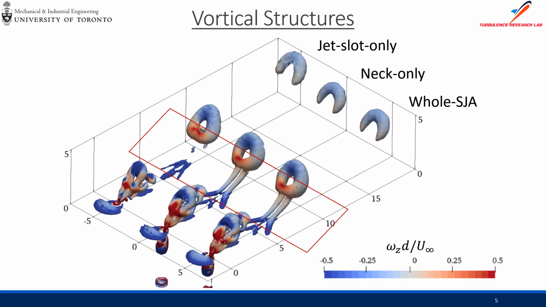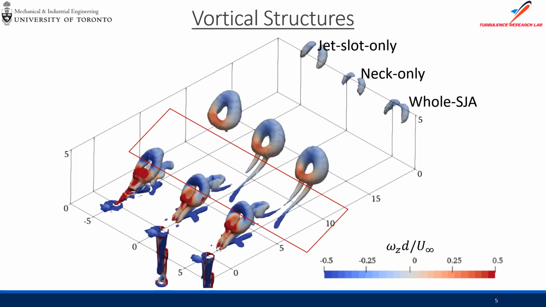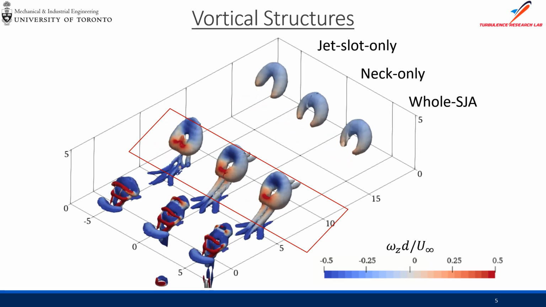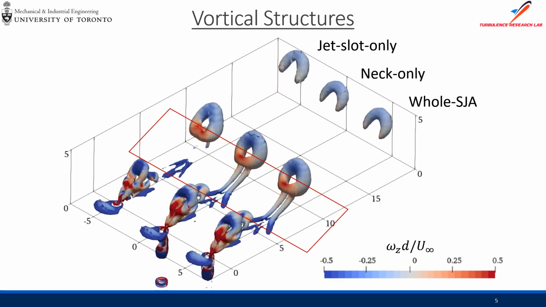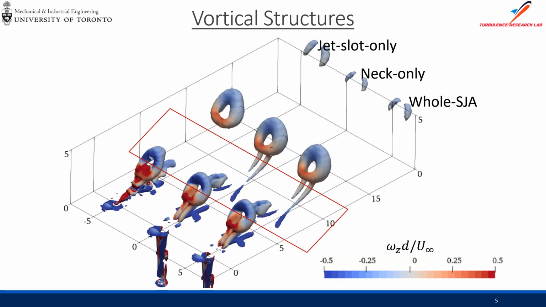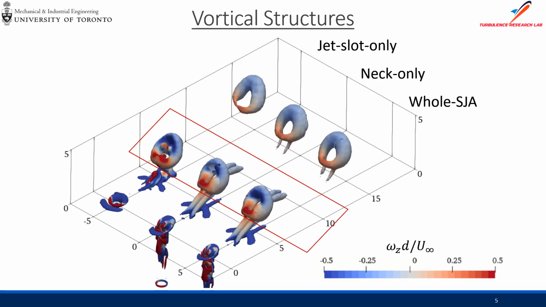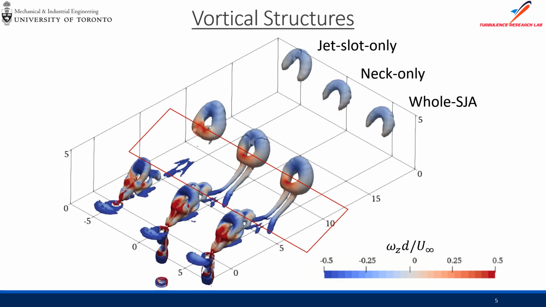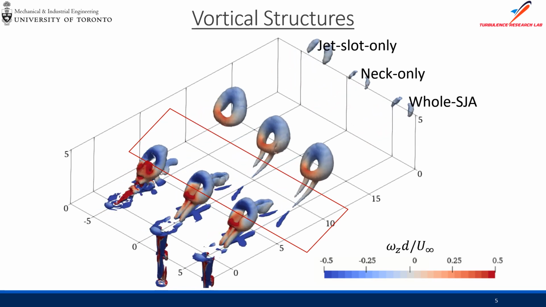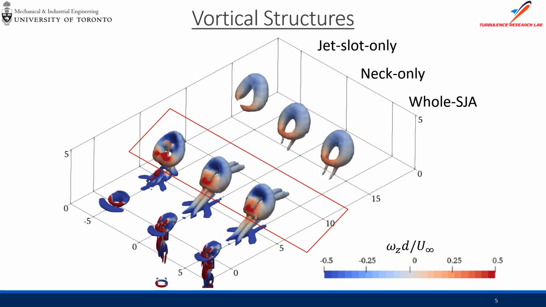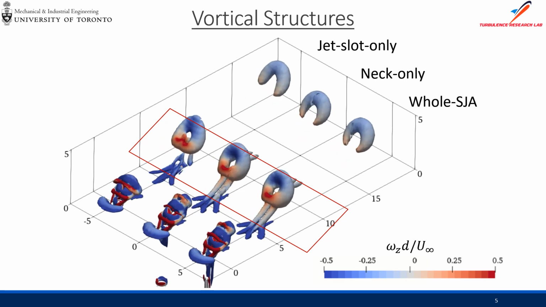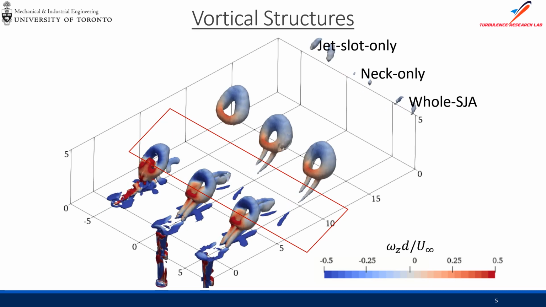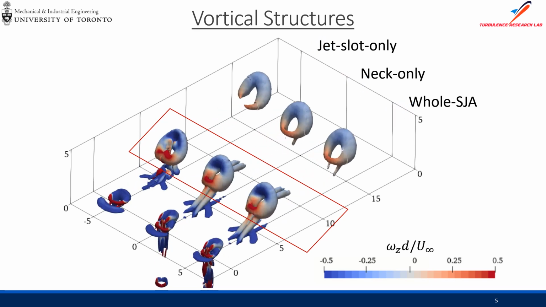However, if we look between 5 and 10 in the streamwise direction, what we see is that for the neck only and whole SJA methods, we have a pair of legs. It's a trailing vortex pair. This actually resembles what we see from a hairpin vortex. The legs get stretched as they convect downstream. But for the jet slot only case, the legs are actually missing and dissipate a lot quicker.